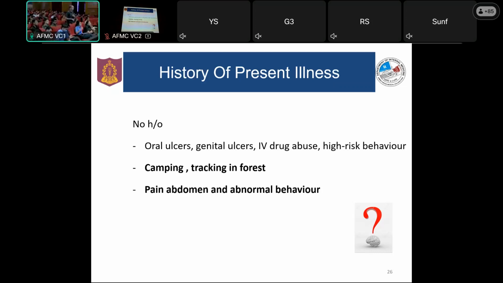So that, and camping and trekking, the spelling error. It's what? Tick-borne. Trekking, I'm sure you meant trekking. Yes, sir. Okay. Tick-borne. Any resident from community medicine, please?